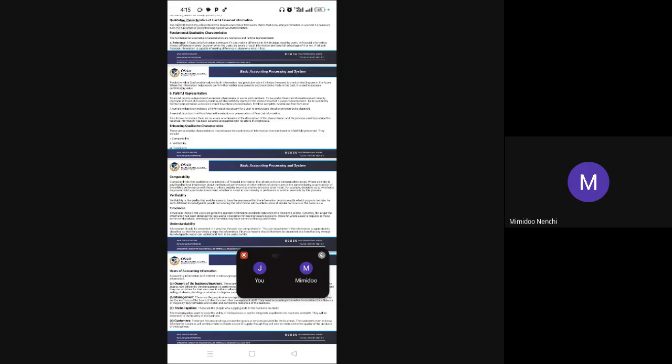Let's look at verifiability. When it comes to verifiability, it's the quality that enables users to have the assurance that information depicts exactly what it purports to state. That is you getting accurate value, checking the correctness of the information you have. Are we together? Checking the correctness of the information you have. It means you are verifying the information you have. Are we together?